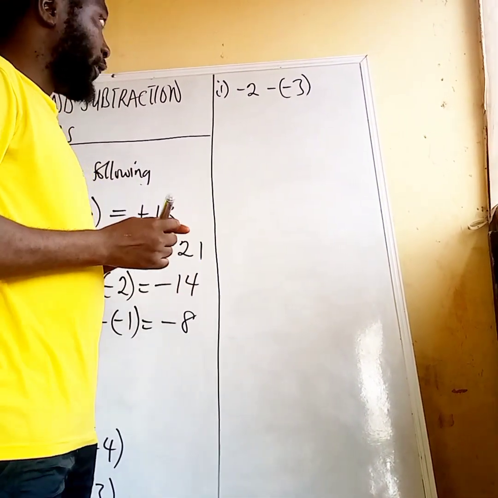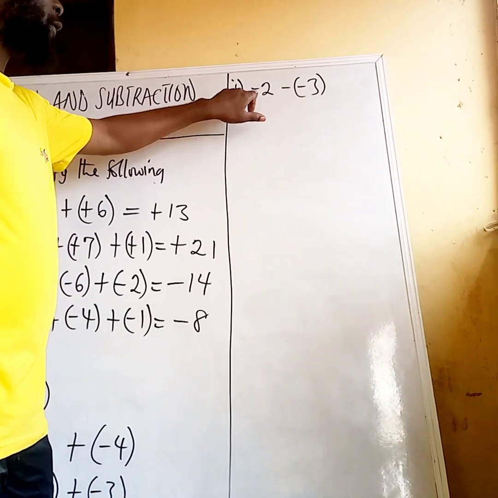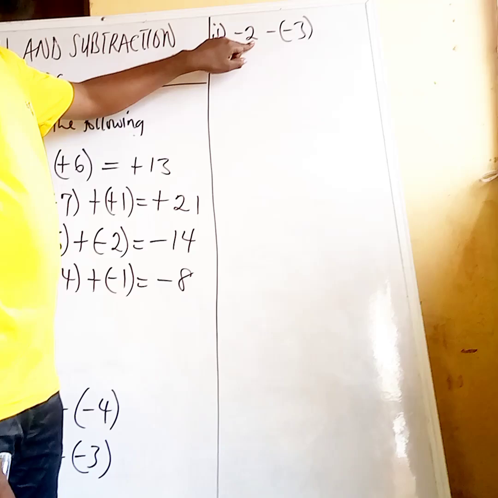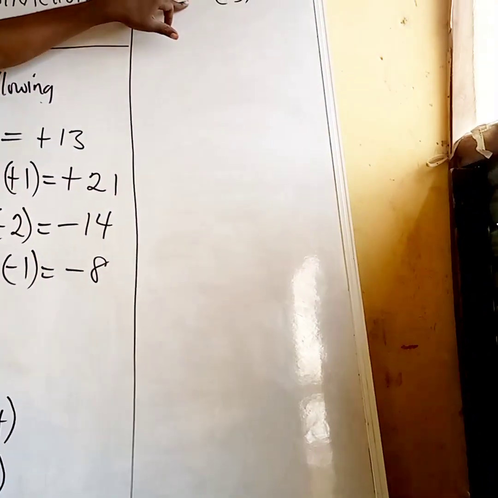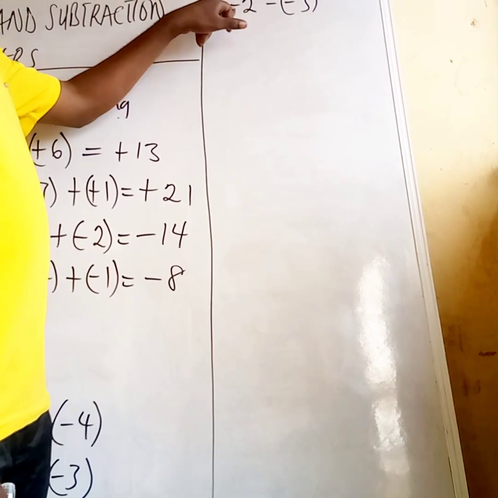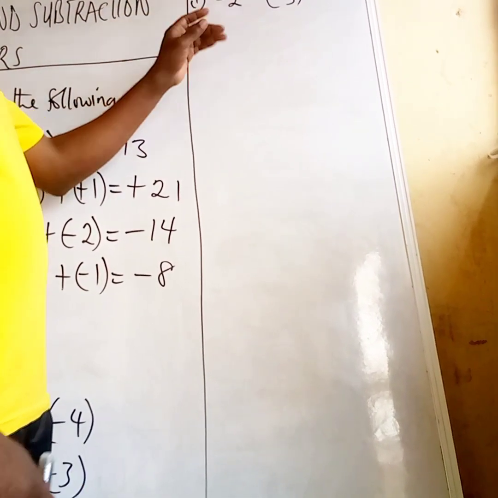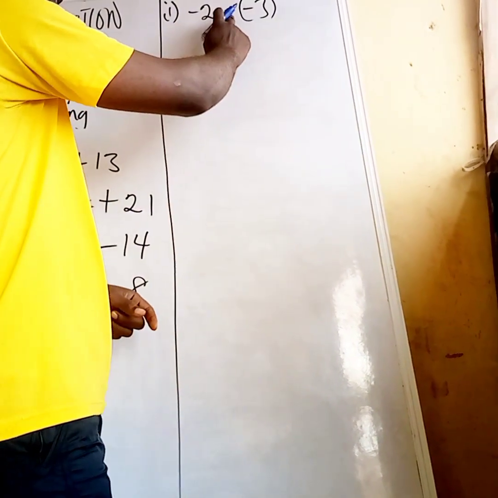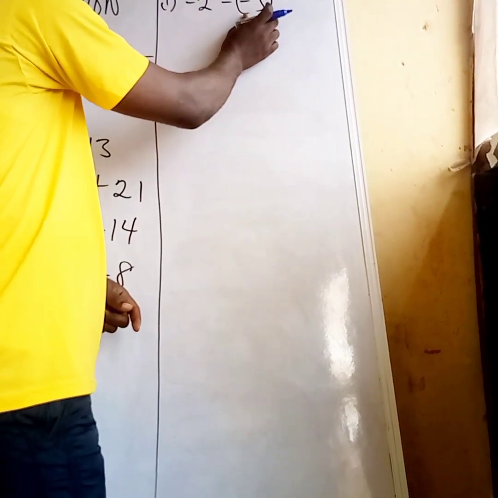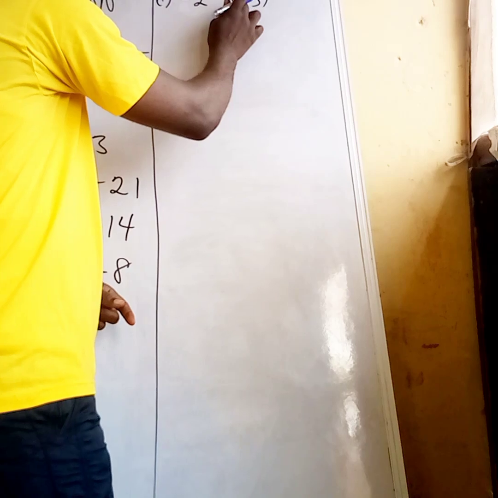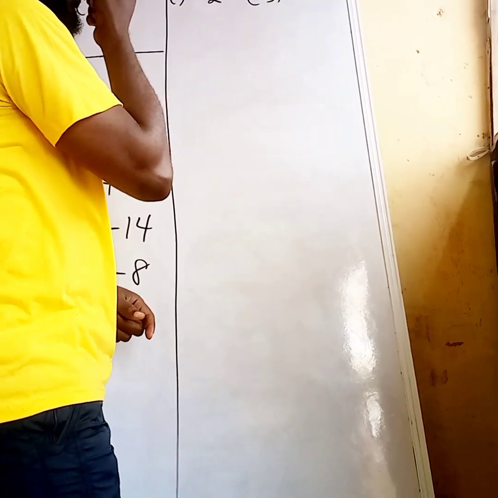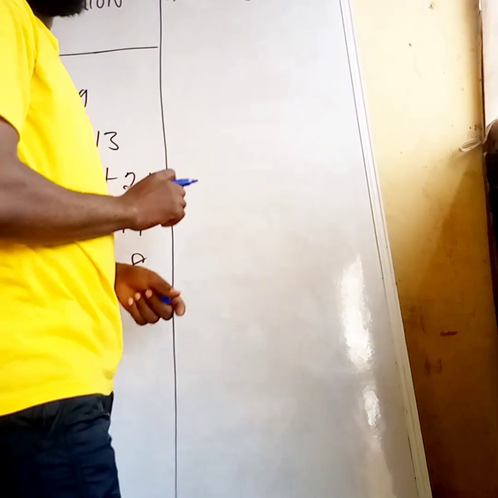What you need to do here: the first negative sign belongs to 2. That's why we call this -2. So this negative sign is not linking this 2 to any number. But look at the sign we have in the middle here. It's linking this -2 to -3. So whenever you have two signs written together like this, separated by a bracket, you are going to multiply.